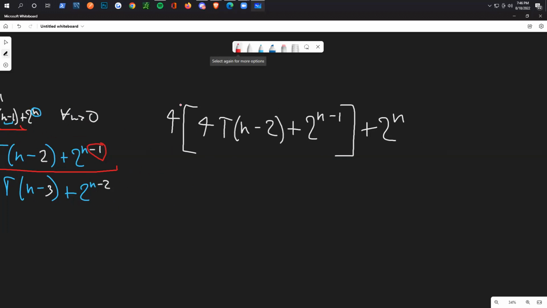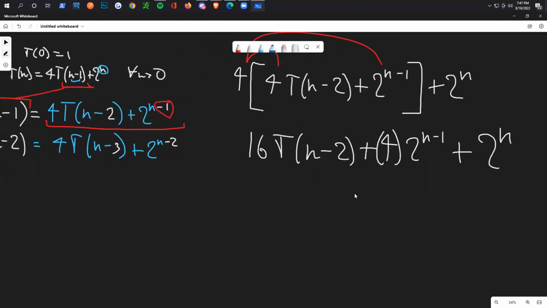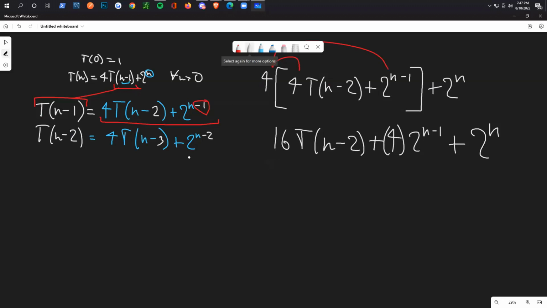So now what we're going to do is we're just going to distribute. We're going to distribute. There we go. So it's going to become 16 T of n minus 2 plus 4 times 2 T of n minus 1 plus T of n. Okay, so now what we're going to do, we're just going to plug in for this variable right here, T of n minus 2, we're just going to plug it into here. So this is going to go away, and what we're going to end up having in here is what we have equivalent to T of n minus 2. So let's do that.